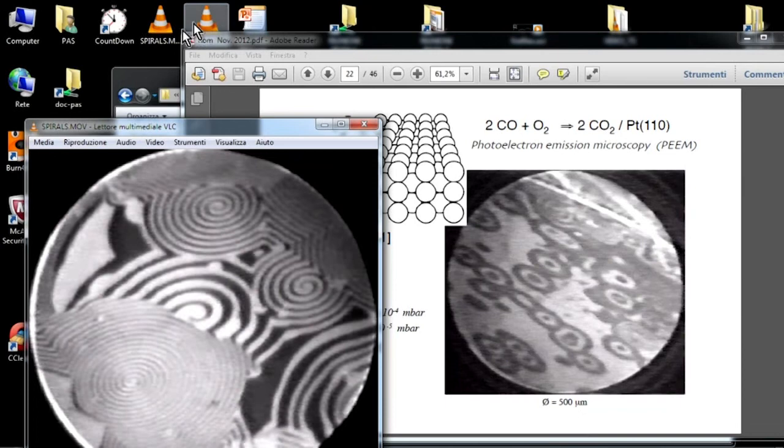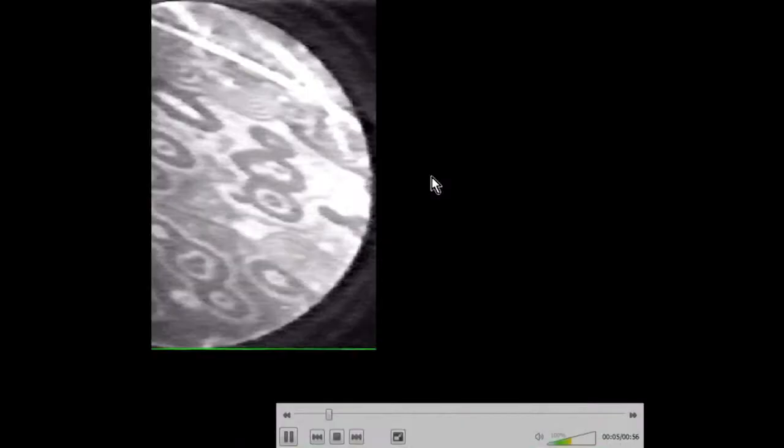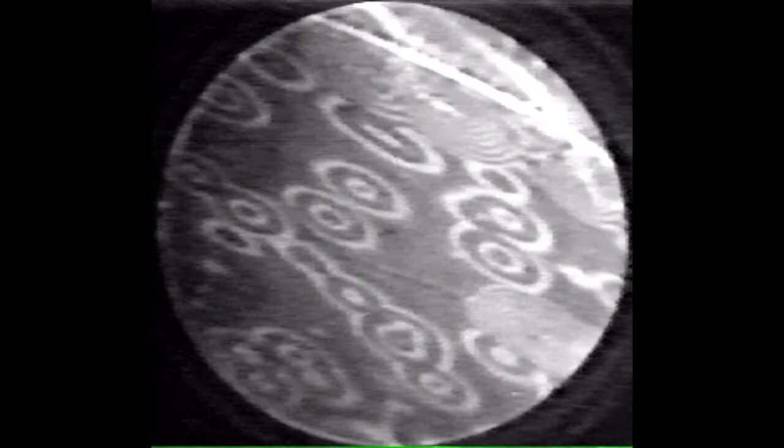Yeah, here we are. So you see these elliptical waves propagate across the surface, and simultaneously the background switches between dark and bright. That means the reaction rate varies periodically. So this switching of the background is synchronous everywhere. And there's, apart from diffusion, another mechanism coming into play for coupling.